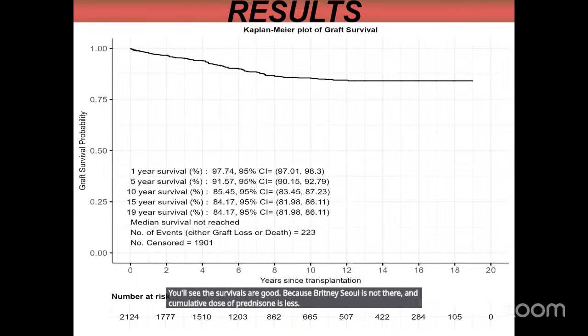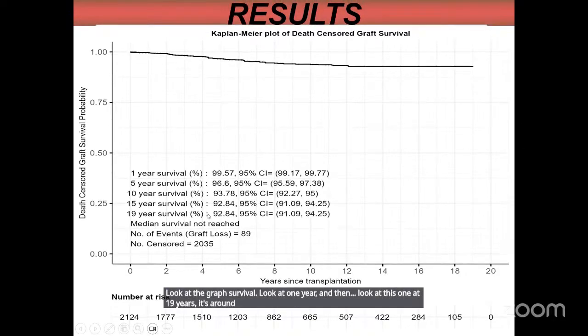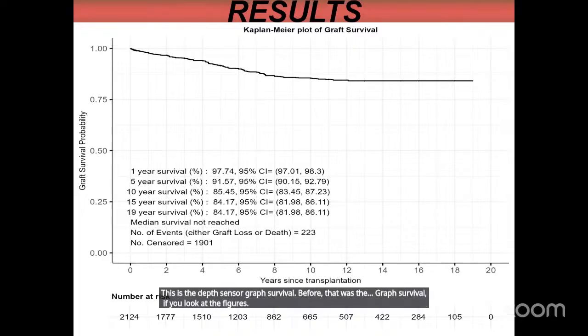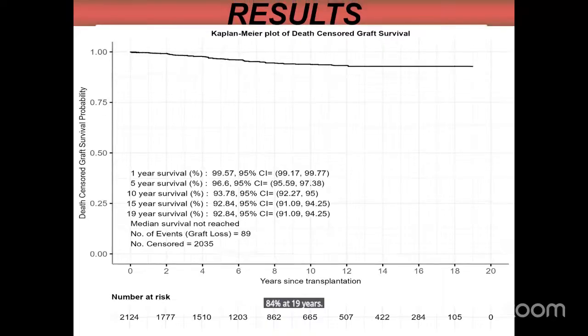Look at the graft survival, look at 1 year, and then look at this one at 19 years, it's around 92%. This is the death-censored graft survival. Before that was the graft survival. If you look at the figures again at 10 years, it's considerably high, 84% at 19 years. Death-censored is again very high. It's starting from 99.5 to 92.8.